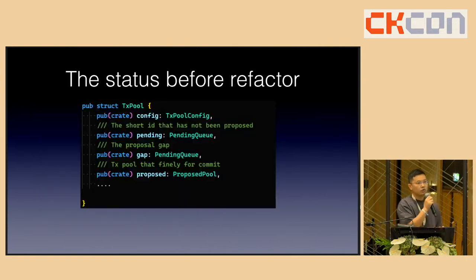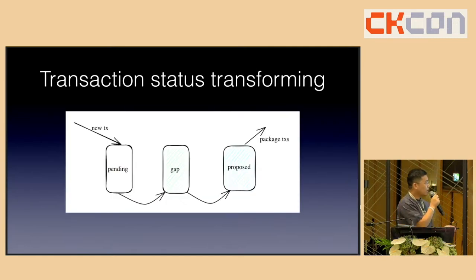In the initial implementation of the transaction pool, we have 3 different data structures to store the transactions. The first is a pending queue to store the transactions with pending and gap status. The last one is a proposed pool. As you can see, a transaction will be pushed to the first one, then popped from the first one and pushed to the next one. This is how the old design works.